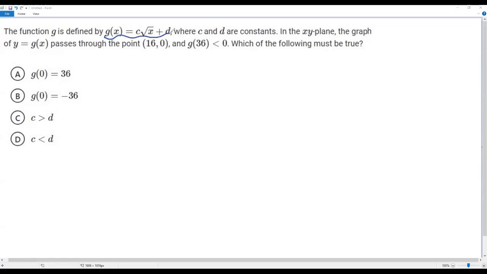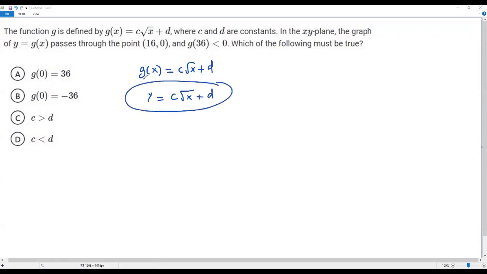Okay, so there is a function given here, g of x equals c times the square root of x plus d, and also there is the information that y equals g of x. So we can replace g of x by y. Then we get y equals c times the square root of x plus d. The question says that the graph passes through the point (16, 0). Since the graph passes through this point, we can plug this point into this function.